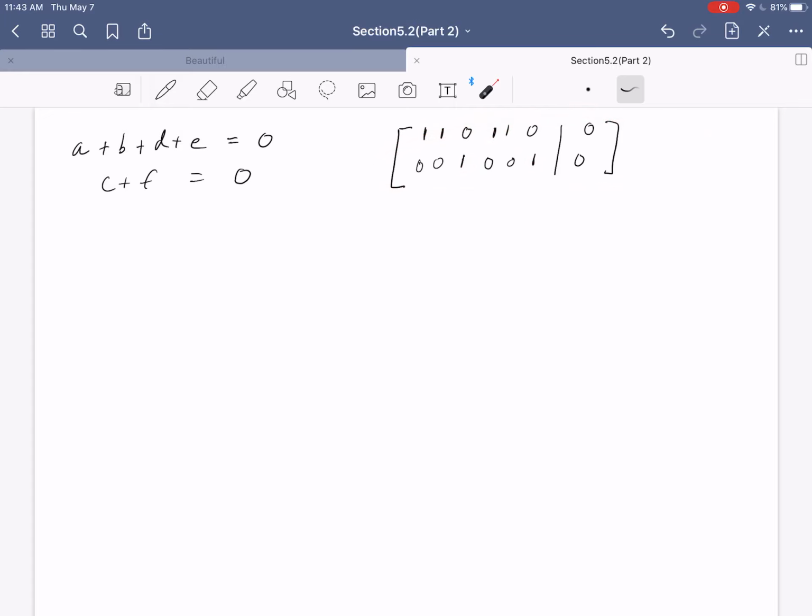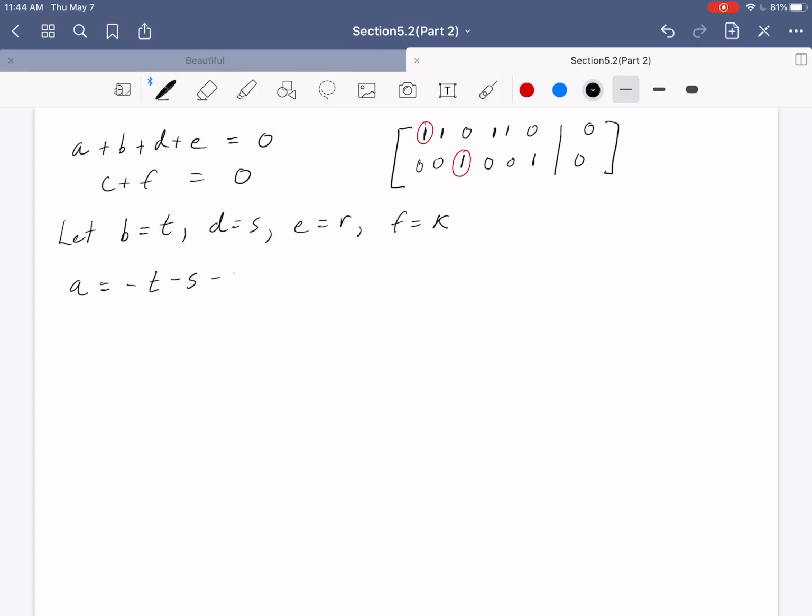Now, in this, you can already see that it is in row echelon form, so we'd be ready to back solve. The ones we'd want to avoid parameterizing would be A and C here, and we let the other ones be free. So we can let B be equal to T, we can let D be equal to S, E be equal to R, and F be equal to, I guess we can just use a K, since we're running out of standard parameter letters. So what that would then tell us is that A would need to be negative T minus S minus R, and C would need to be negative K.